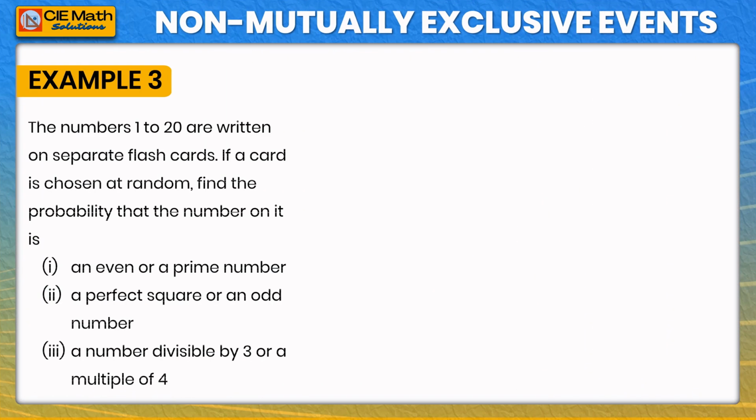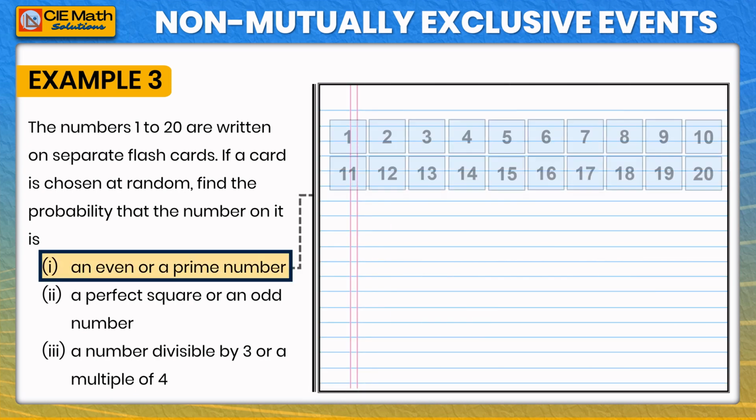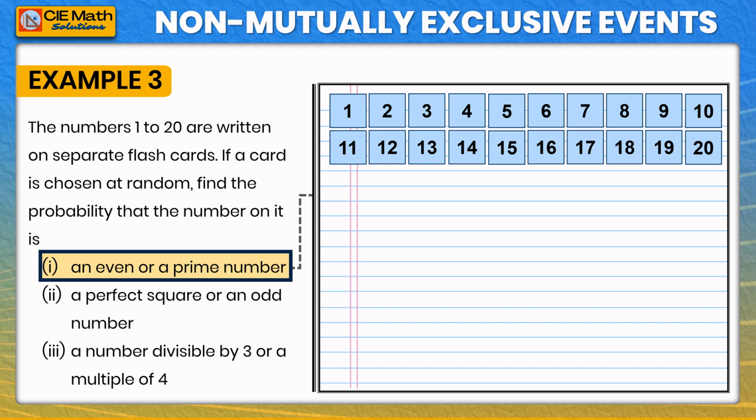Example 3. The numbers 1 to 20 are written on separate flashcards. If a card is chosen at random, find the probability that the number on it is first an even number or a prime number. Again, let's show the flashcards 1 to 20. The even numbers here are 2, 4, 6, 8, 10, 12, 14, 16, 18, 20. So the probability of getting an even number is equal to 10 out of 20.